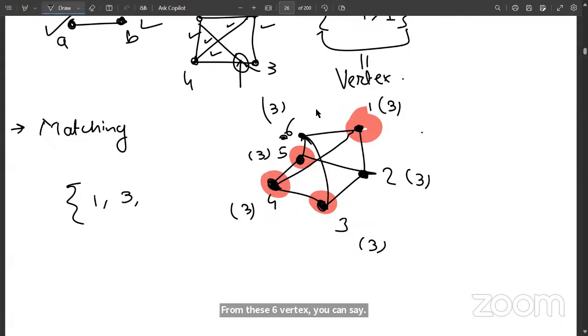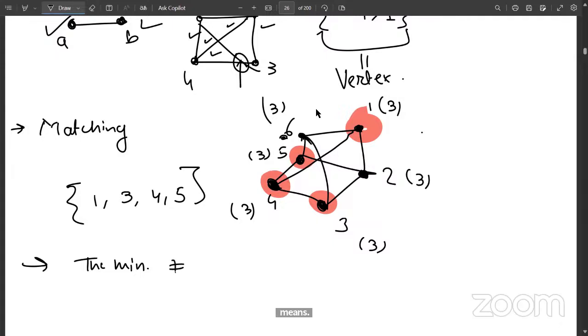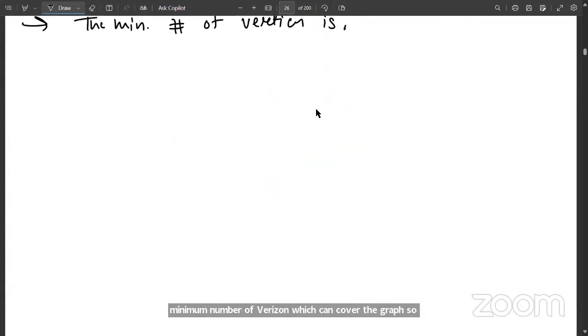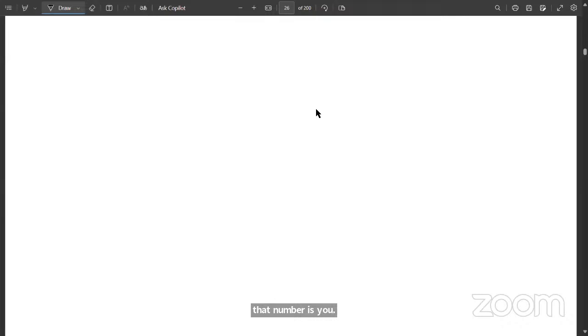So again, the vertex cover is not unique. You can find many vertex covers, but the minimum size of a vertex cover is unique. So that means the minimum number of vertices is unique. If someone asks you to find the minimum number of vertices which can cover the graph, that number is unique. If a question comes up related to vertex cover, they will just ask what is the minimum number of vertices for covering this whole graph.